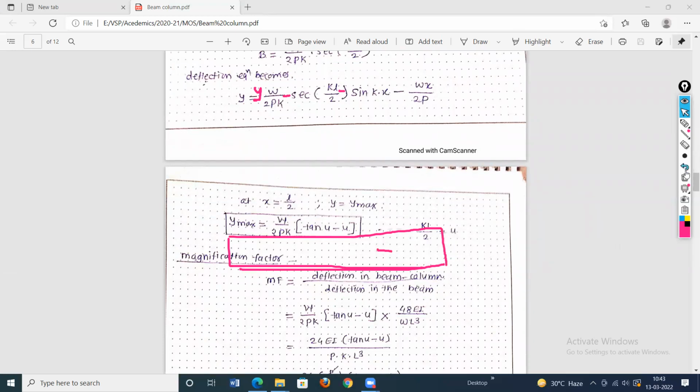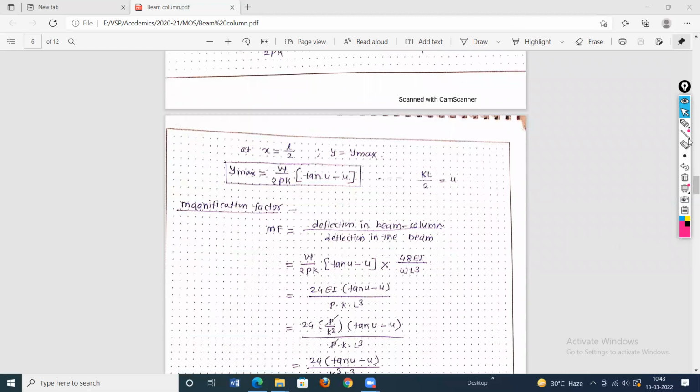Then in the deflection equation, to find maximum deflection, substitute x equal to L by 2. So we'll get the maximum deflection to be this term. Then next is magnification factor. Magnification factor is defined as the ratio of deflection in the beam column divided by deflection in the beam.